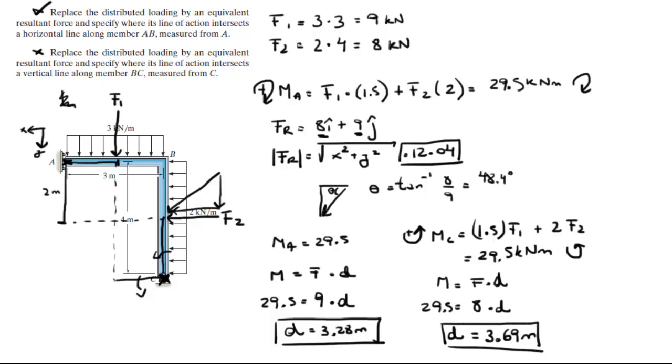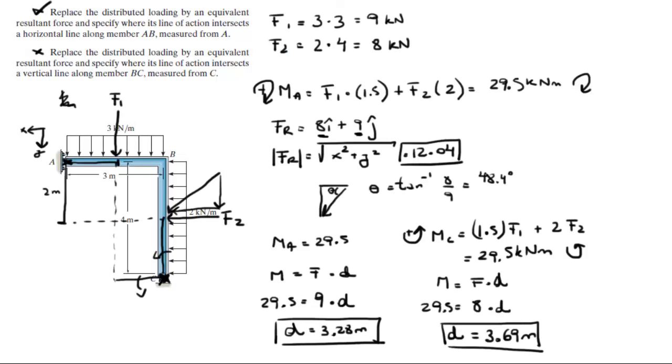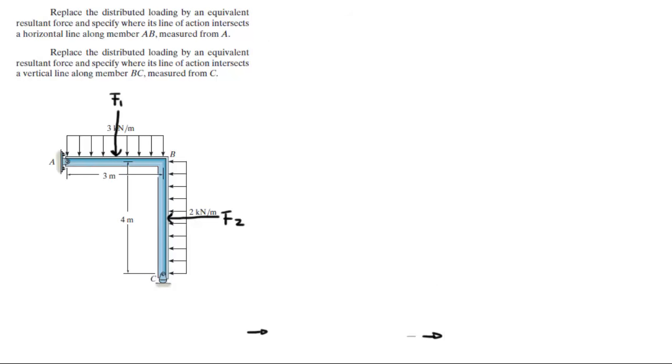So what does this all mean? Let me try to make the right distance. This force is at 3.28 and this force at 3.69. So this force will be applied somewhere over here, 3.28, and this force will be applied at 3.69, somewhere over here. These are the final answers for the first one and the second one.